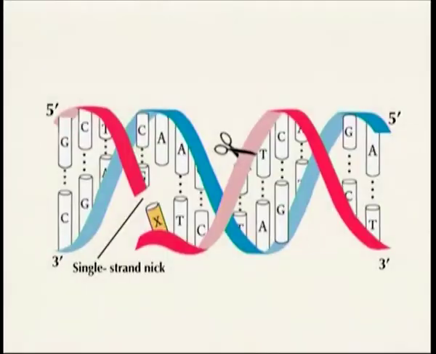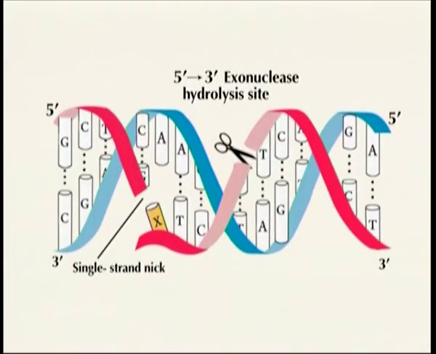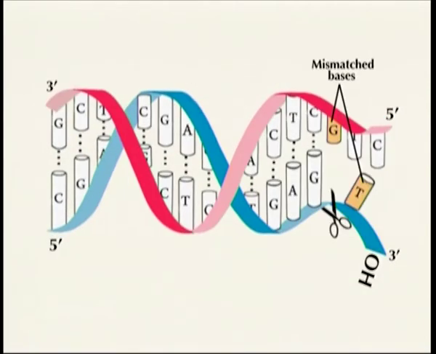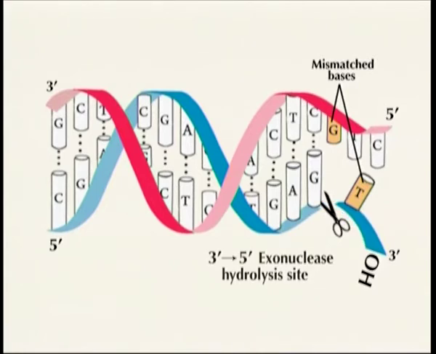Number two, another function of DNA polymerase is 5' to 3' exonuclease activity, which helps in the removal of nucleotides from the DNA chain. RNA primer is removed from the newly synthesized chain by 5' to 3' exonuclease activity. Number three, DNA polymerase shows another function, 3' to 5' exonuclease activity, which catalyzes the removal of nucleotides from the 3' end of the DNA chain.